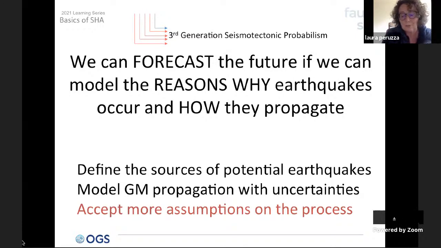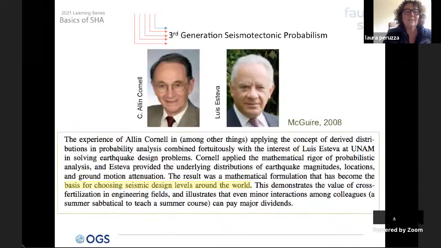But I want you to go back to the fathers of the third generation, seismotectonic probabilism, who are Allin Cornell and Luis Esteva. Probably we all cite the Cornell paper, but I suggest you read again the review paper done by Robin McGuire in 2008, because it's a very entertaining story about the life of these two young men who, in the United States and in Mexico at the beginning of the 60s, started to develop what would become the standard mathematical formulation for doing something.